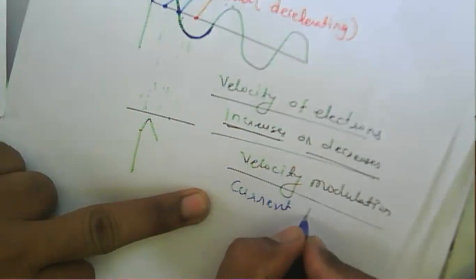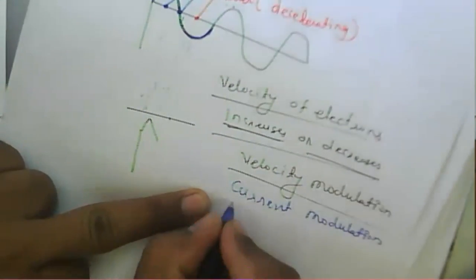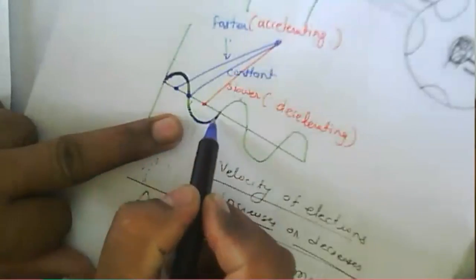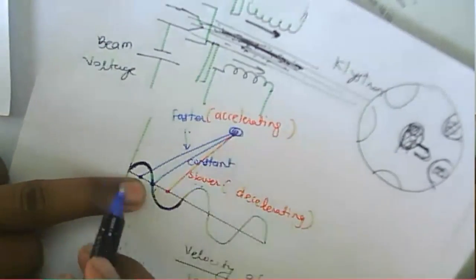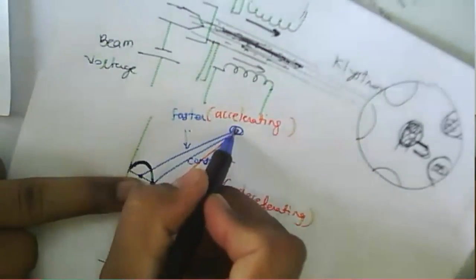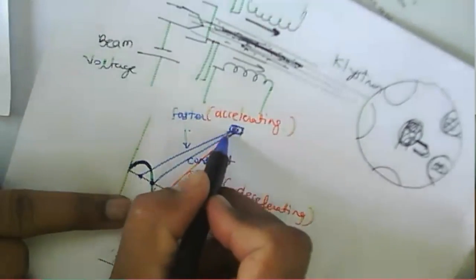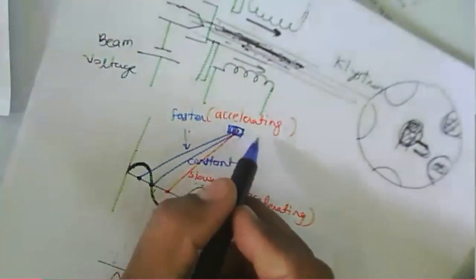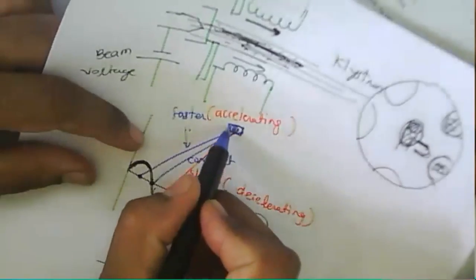Another we can say that is about a current modulation. Now, what happened? Because of the acceleration and deceleration of electrons, bunch formation of electrons takes place. Here, positive half, zero, constant speed, they get slower here. They reach this particular place and they form the bunches. And these bunches are propagating through the cavity.